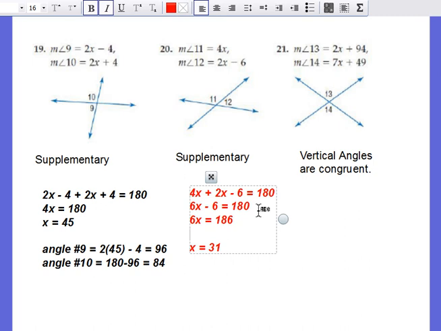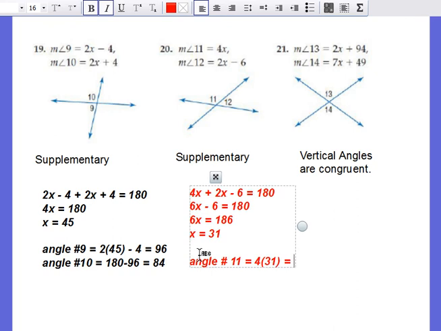Alright, then the same thing. Now you just substitute them. So we know angle 11 is equal to what? 4x, so that's simple, so it's just 4 times 31.